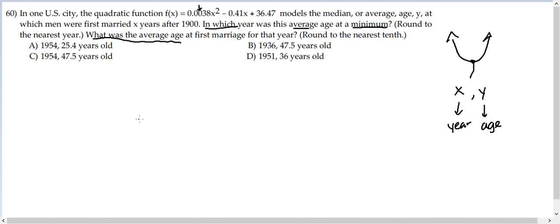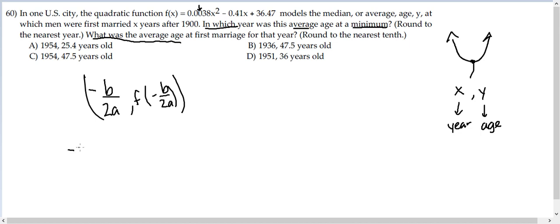Alright, so we're going to do the same thing we've been doing: whenever we want to find the minimum and all that, we find the vertex. The x-coordinate of the vertex occurs at negative b over 2a, and then the y-coordinate occurs when we put negative b over 2a back into the function.